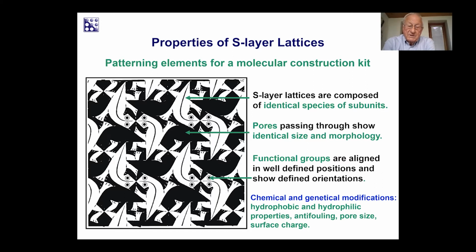And what we also see immediately is that functional groups are aligned in well-defined positions and show defined orientations. This is a very important feature if we go for chemical and genetic modifications to change the hydrophilicity, the antifouling properties, the pore size, or the surface charge. We see immediately also that S layers are highly porous structures. In this case, with the white and the dark lizards, we can say the porosity is about 50%.